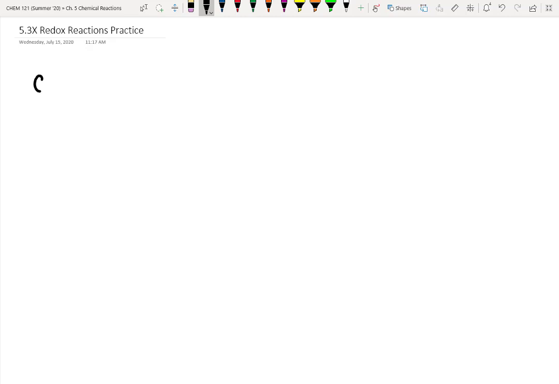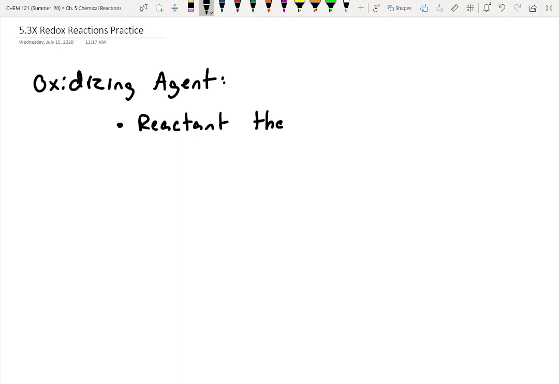And the first term I wanted to introduce is called an oxidizing agent. And an oxidizing agent is kind of a confusing term, but let's try to break it down into its parts. The first part is really easy to remember. An oxidizing agent is a reactant that oxidizes another reactant. So that's pretty easy to remember, right?